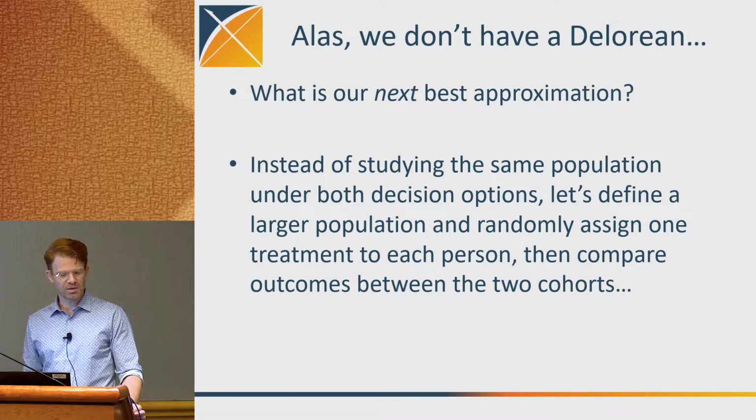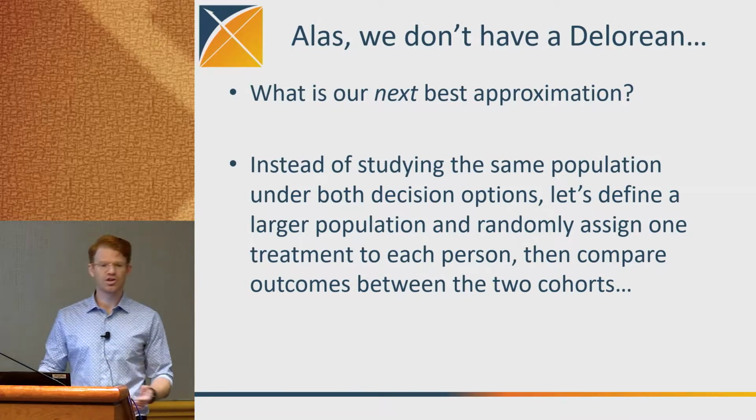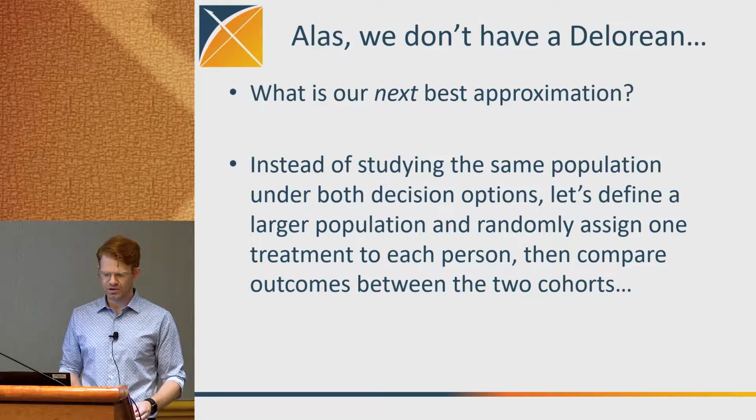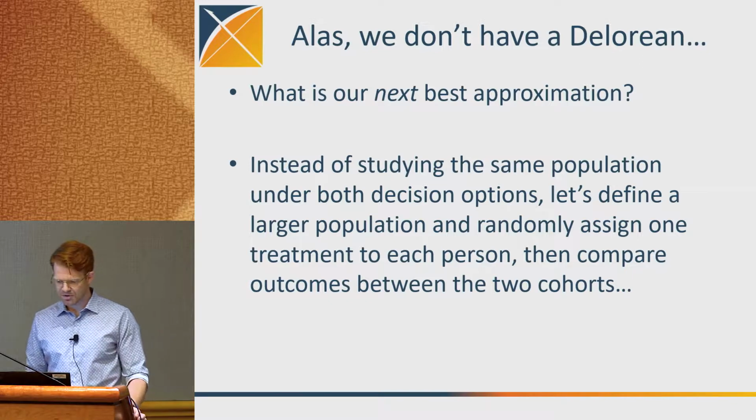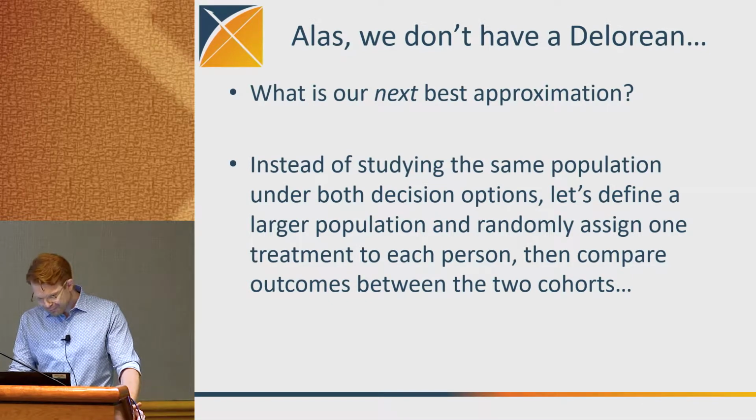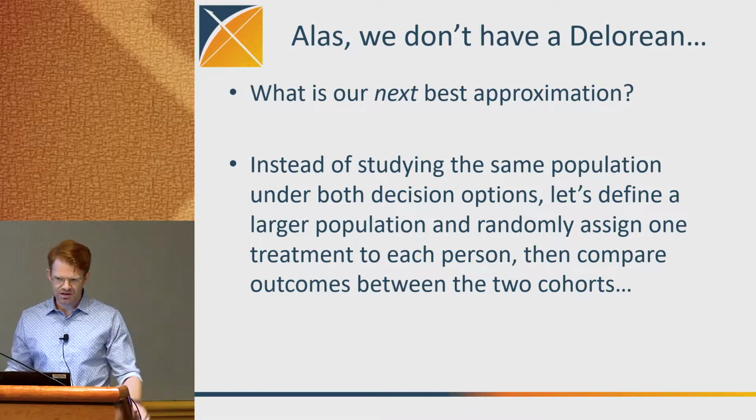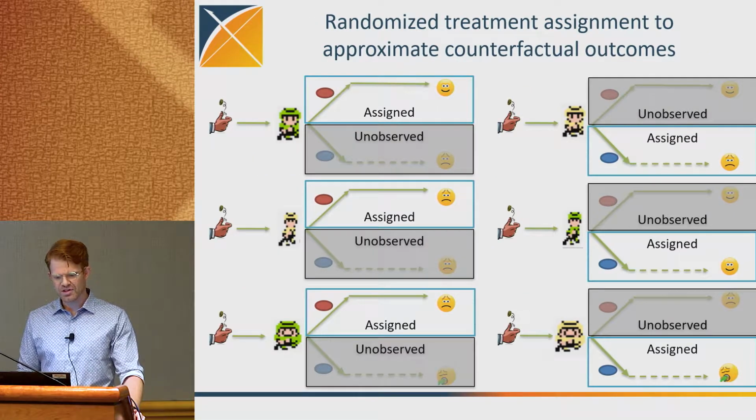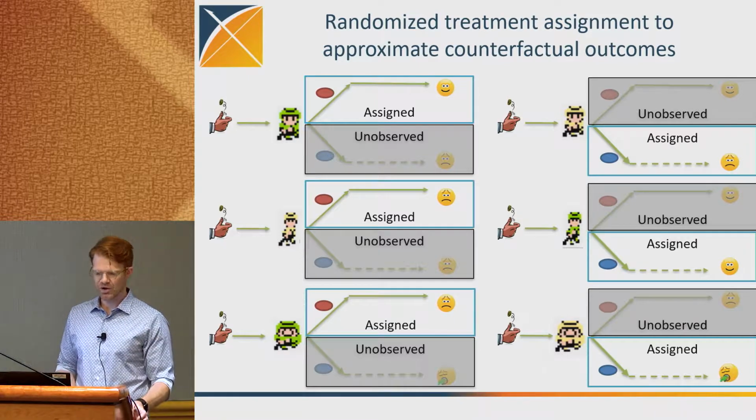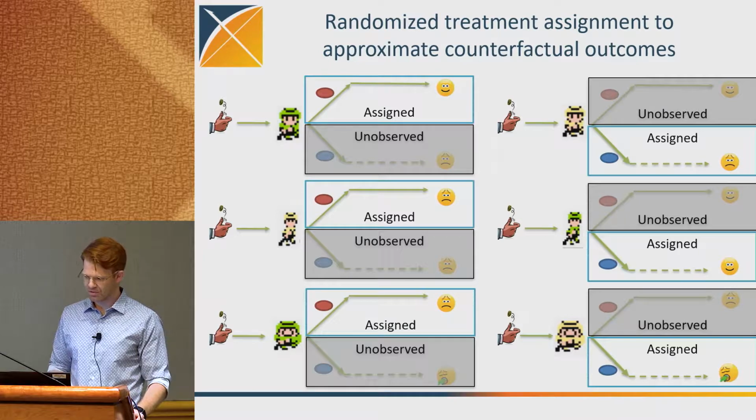So instead of studying the same population under both decision options, the red or the blue, you can instead define a larger population in total and randomize folks to either of the treatment options, and then compare the outcomes between them. Doing this, there's a large body of work that shows that establishing average causality in a population is possible, even though you can't do it in an individual. So you end up with a situation that's more like this. You flip some people towards being assigned to one group, and then you flip some people towards the other group.